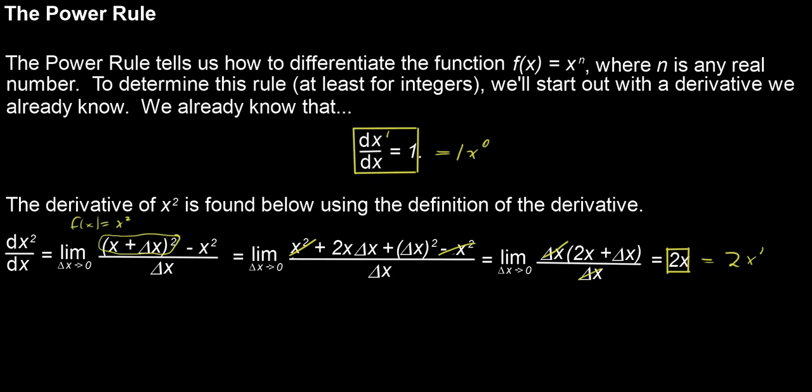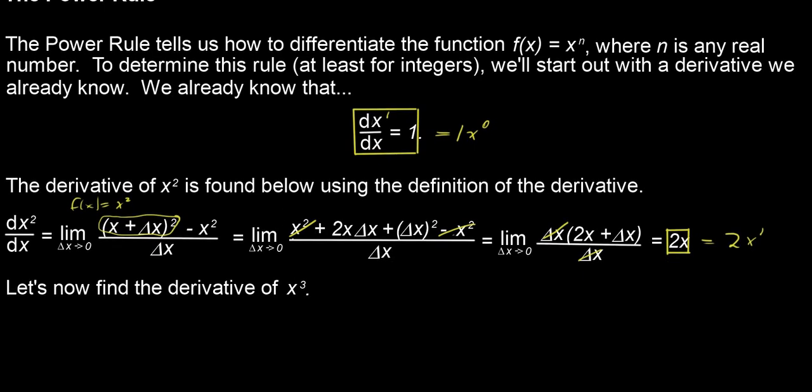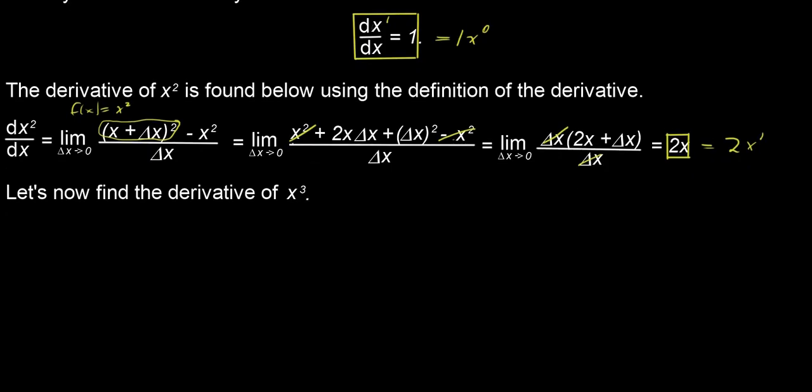We'll do another derivative. Let's say we want to do this for x cubed. And again, we can apply the derivative definition. So that's how it starts out. The derivative of x cubed would be the limit of this fraction. And again, to evaluate this limit, we would be forced to expand that out, which is really x plus delta x times x plus delta x times x plus delta x.